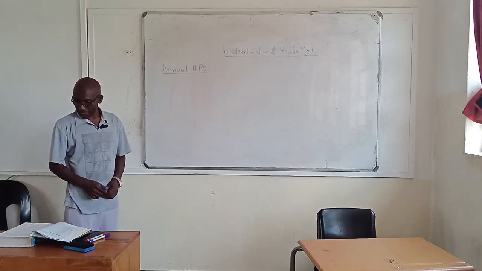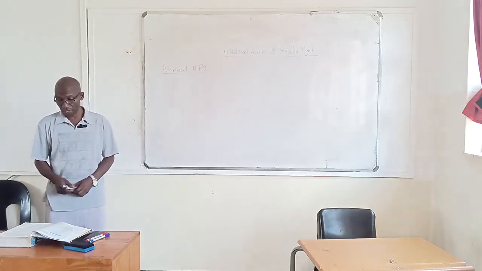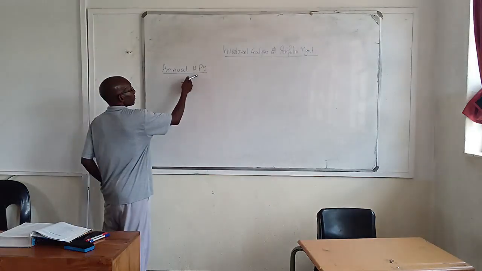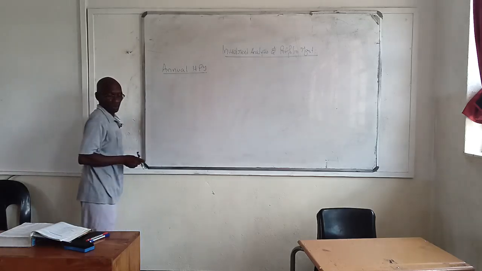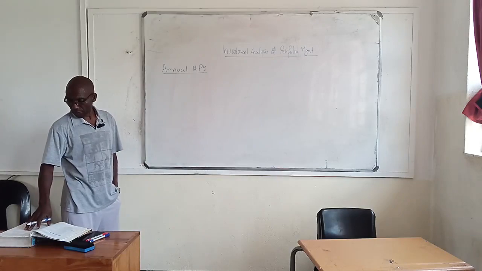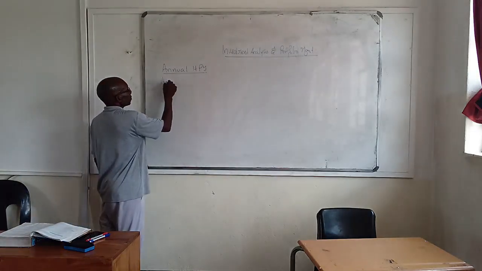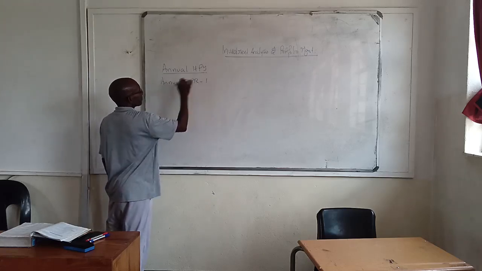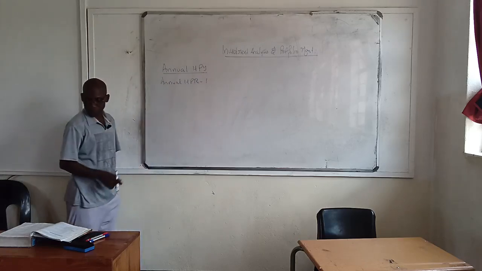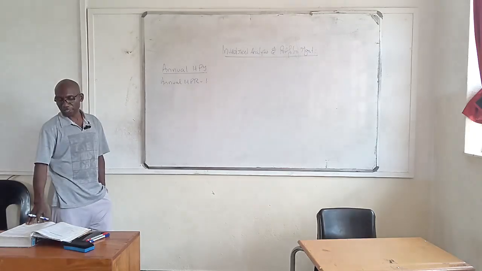To find annual HPY, what you have to do is compute annual HPR minus 1. So to calculate annual HPY, because HPY we've got as a percentage, you take annual HPR and subtract 1. So this gives you annual HPY. But now, how do you find annual HPR?